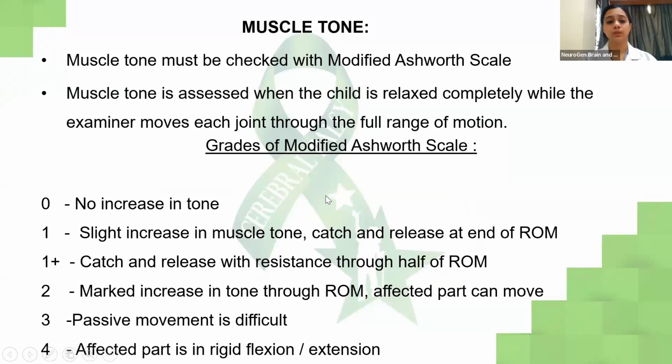Moving on to the muscle tone. Muscle tone will tell you which muscle is involved and how much is the grade of spasticity in the child. This is a very important measure, and this and the modified Tardieu scale, these two scales are very important for a therapist to assess. So muscle tone must be checked with modified Ashworth scale. The tone is assessed when the child is completely relaxed, and it has to be examined through full range of motion. Grades of MAS are these.